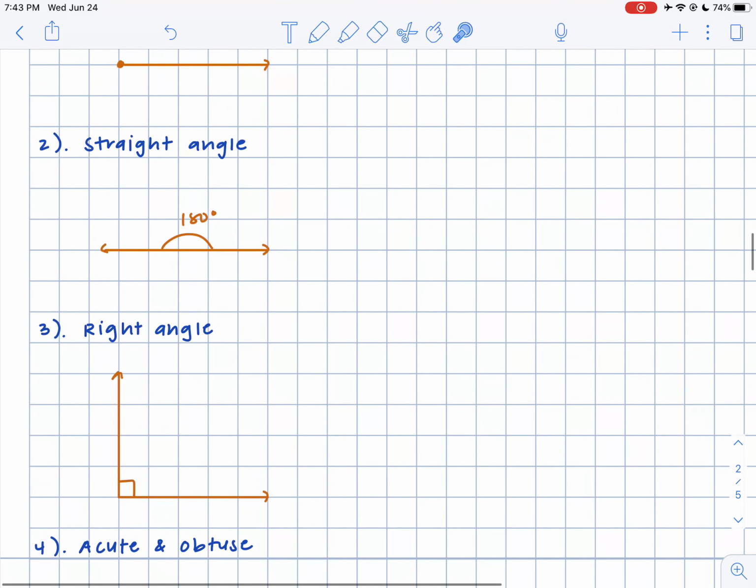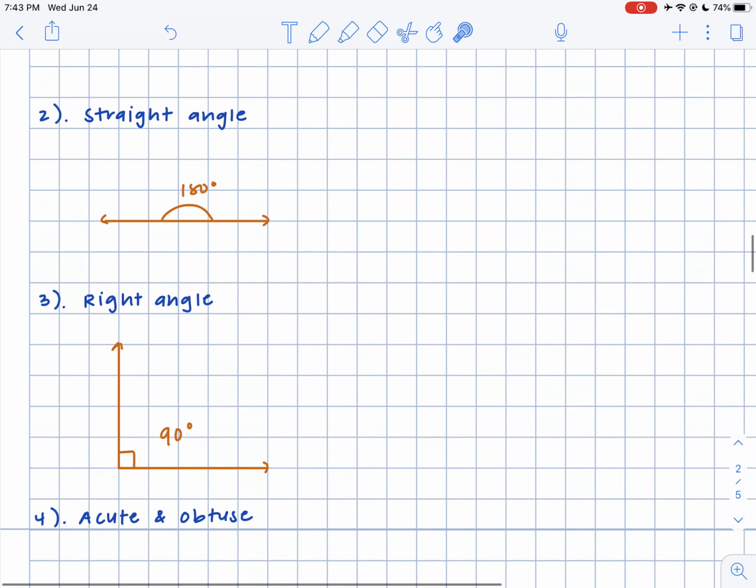Next, right angle. So this right angle will always be indicated by a square. And right angles measure 90 degrees. And it won't be any more and it won't be any less. Okay? And acute and obtuse.